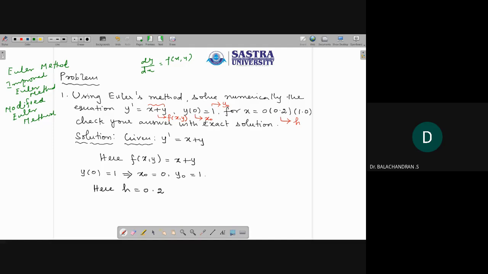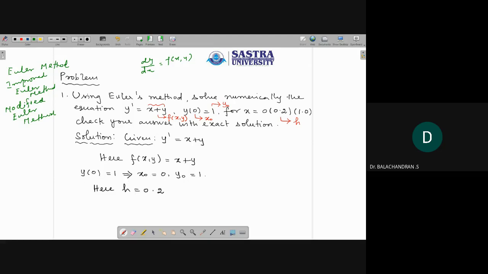So 0 is x naught, that is y of x naught equals y naught. So x naught equals 0 and y naught equals 1. And here this 0 is the starting value, this 1 is the ending value. This value is h, it is a common difference. So 0, 0.2, 0.4, 0.6, 0.8, 1. Okay, check your answer with the exact solution. So y dash is equal to x plus y. Here f of x comma y equals x plus y. Okay, here it is given what x naught, y naught and h are.